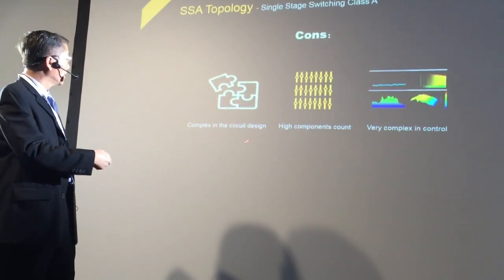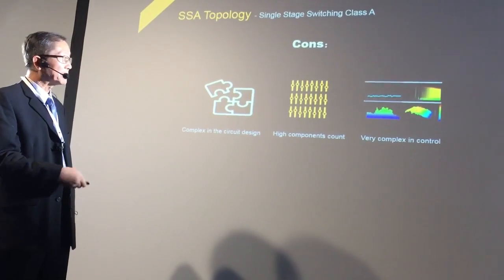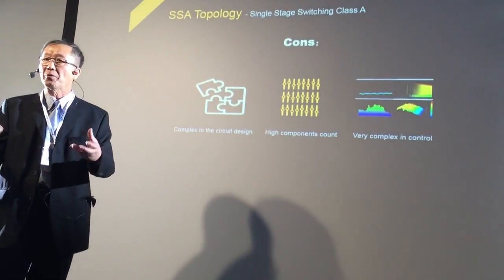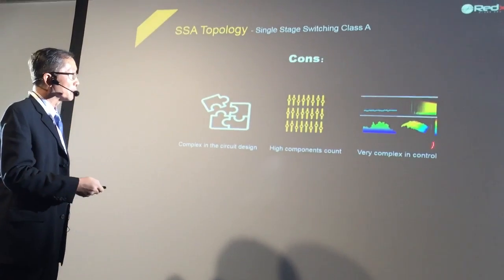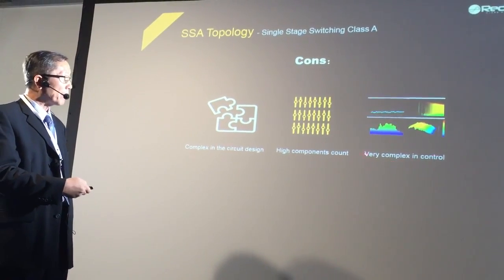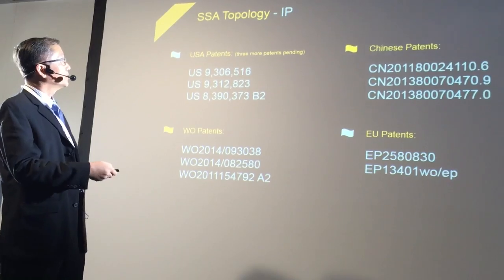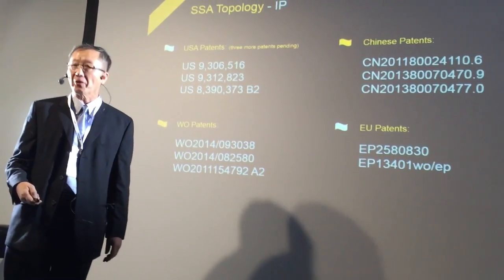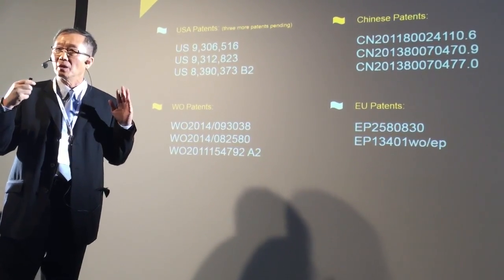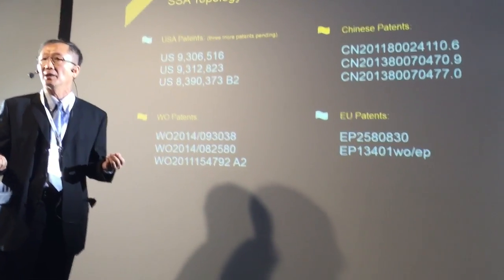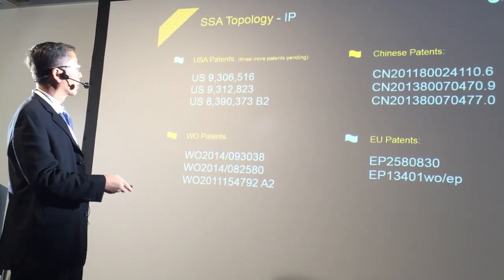The drawback is that the circuit design is very complex. The component count is higher, not like a very simple Class A with a few components and one transformer. This is much more complex, and also difficult to control. That is the drawback of the new topology. We spent 6 years of very hard work from theory to production. We already have a ready-made product in mass production. We have many patents, 25 patents worldwide.